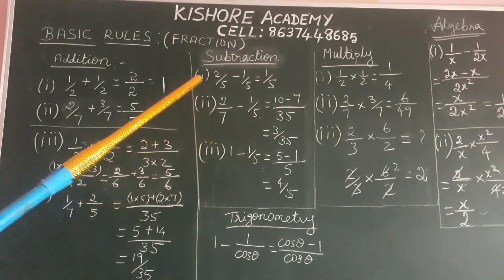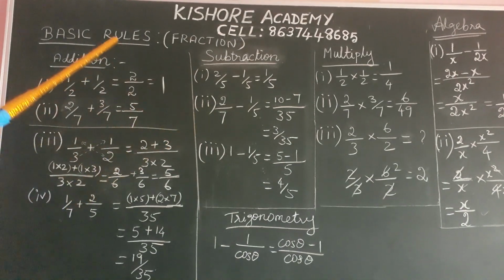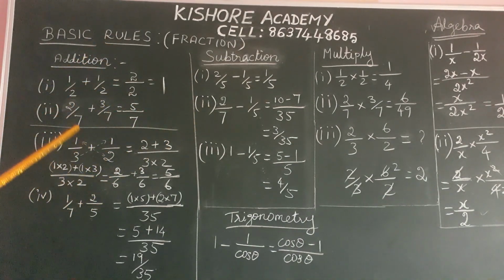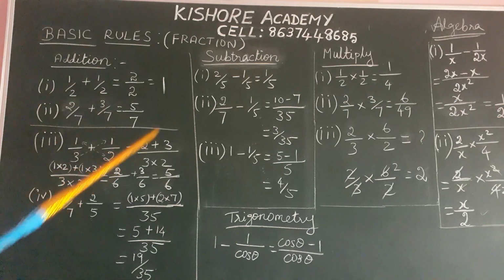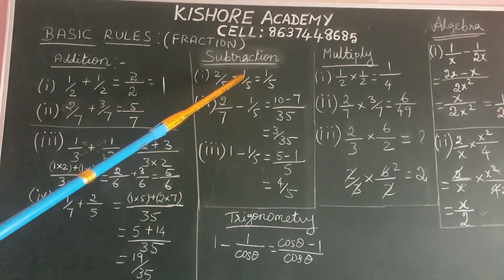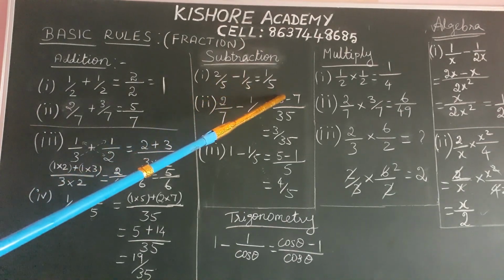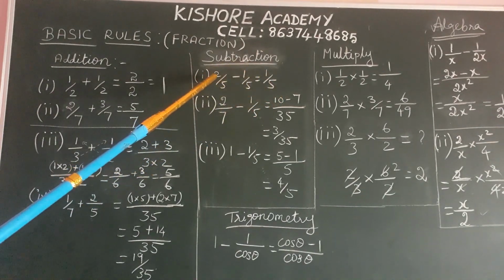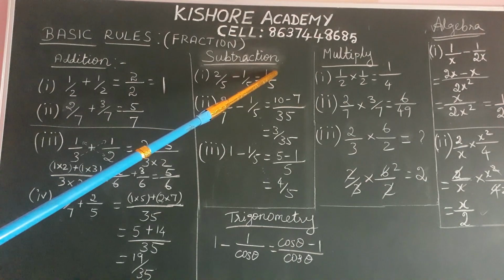How to subtract two fractions. In addition, whichever procedure you have followed, the same procedure should be applied in the subtraction also. So see the denominator value, same. So write the value as itself. Subtract the numerator value, 2 minus 1 is equal to 1.